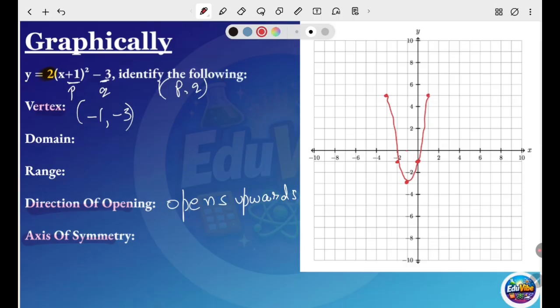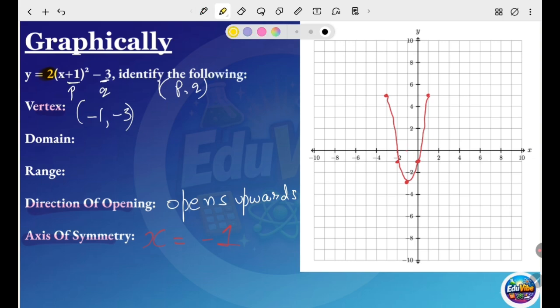Okay. But what symmetry do we get from the vertex? And what is the vertex? (-1, -3). And we want the x coordinate. So the axis of symmetry is x = -1. We need this graph for the domain and the range.